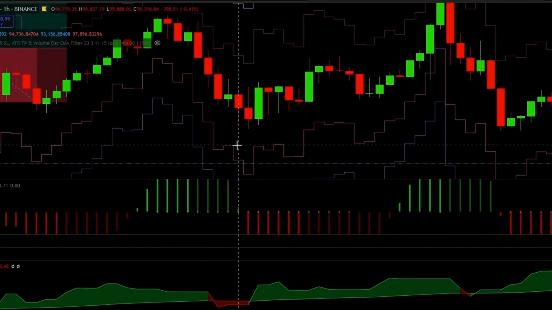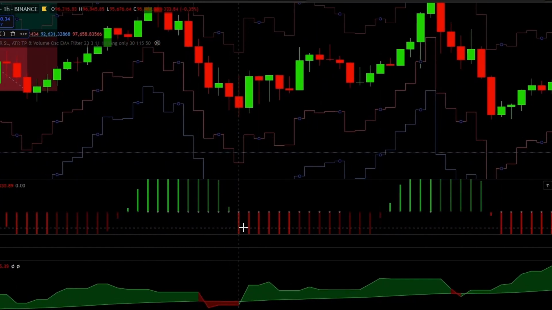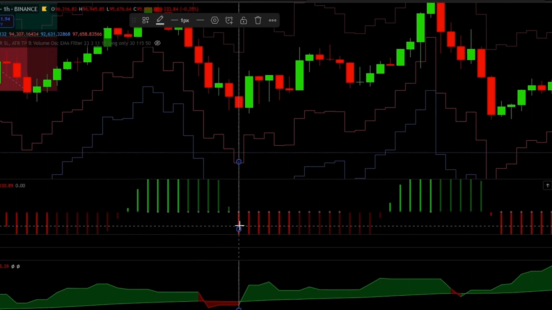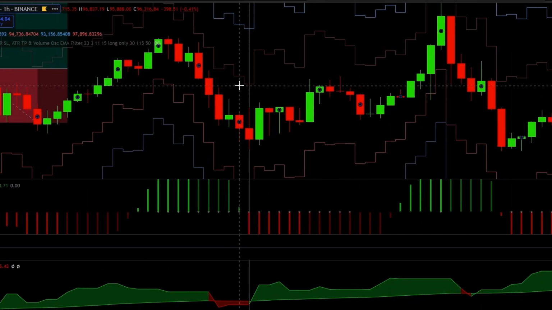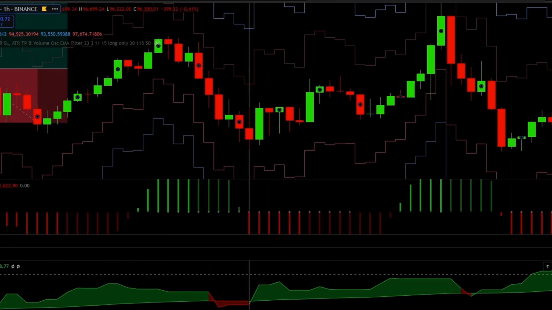Now let's find a valid short entry, and here is one. The squeeze momentum turned red from previously being green, and the NVI is also red. But as I can see, this would have been also a losing one. It's pretty simple to use. Let's move on to the next indicator.